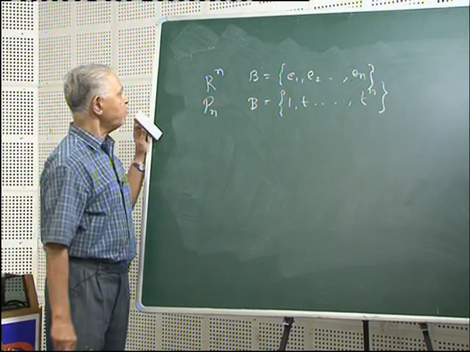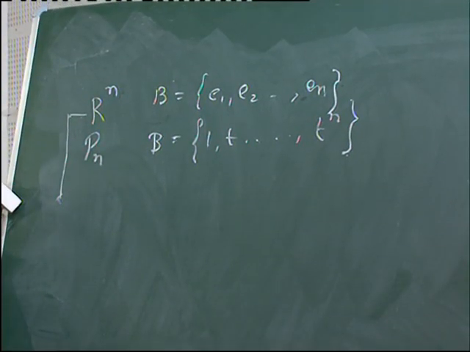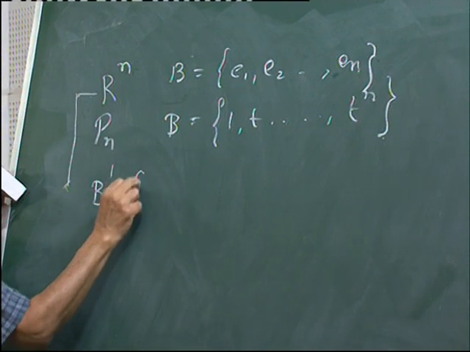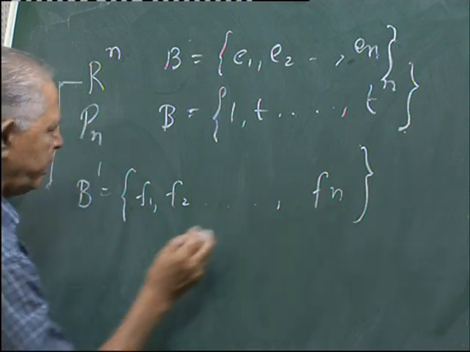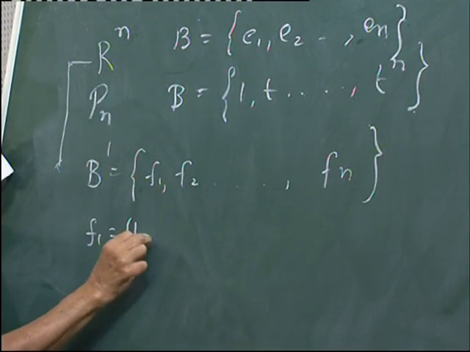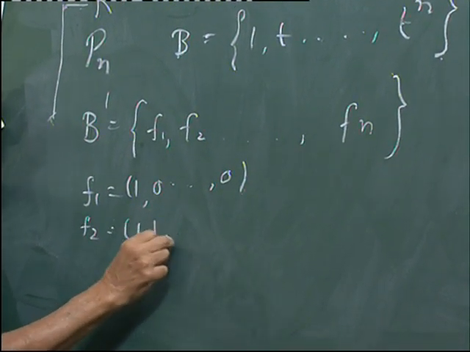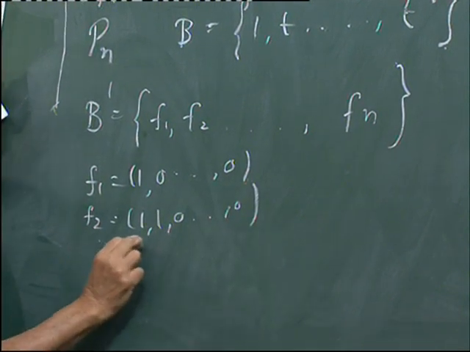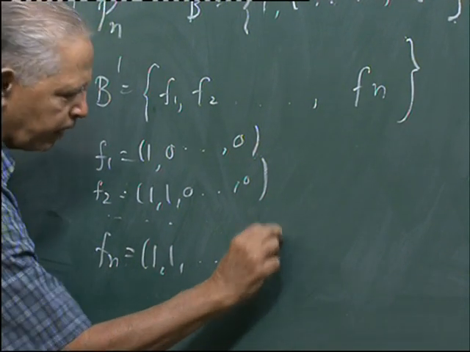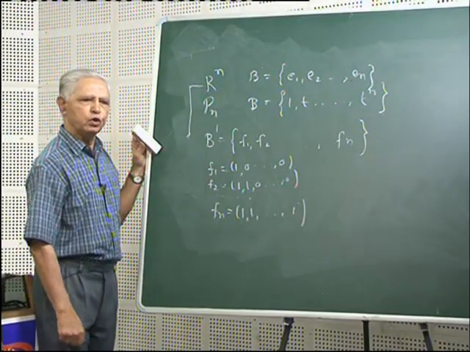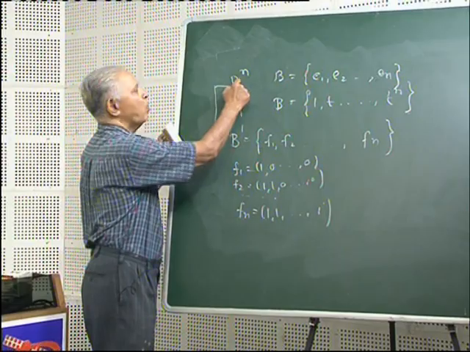Now, let us take again our space R^n, and again consider the set B' = {f1, f2, ..., fn}, where f1 = (1, 0, 0, ..., 0), f2 = (1, 1, 0, ..., 0), and finally fn = (1, 1, ..., 1). I leave it to you to prove that this set is linearly independent and it spans the whole space R^n.